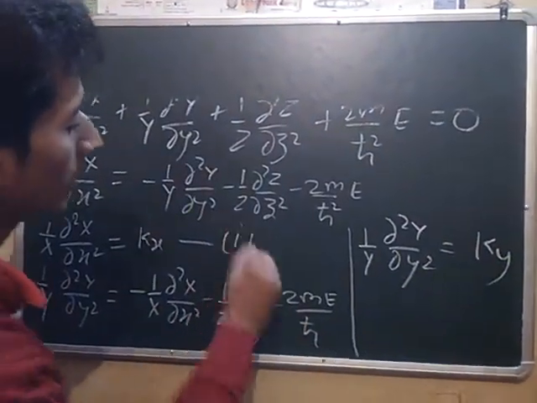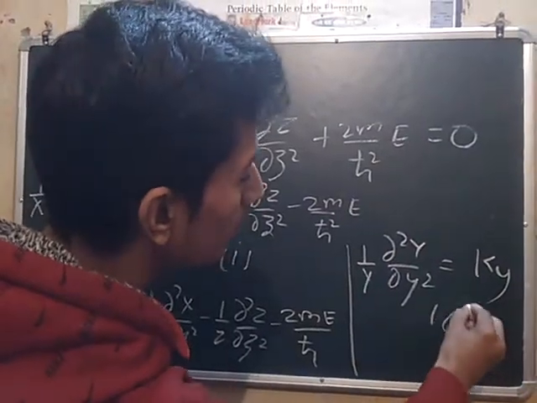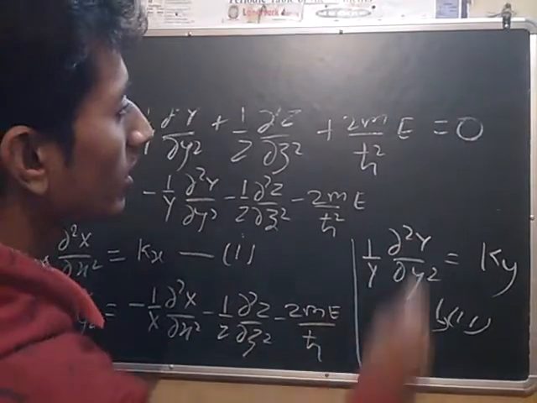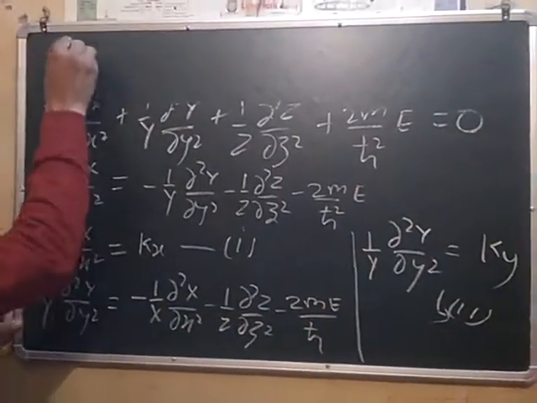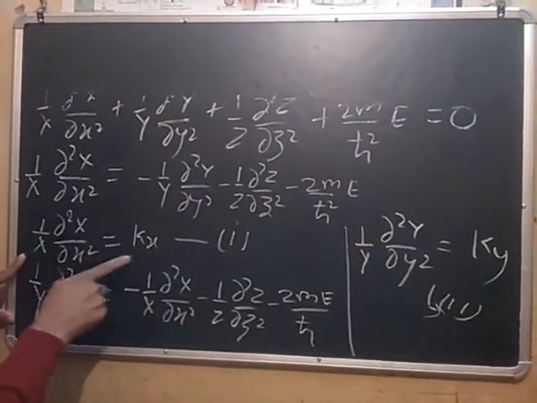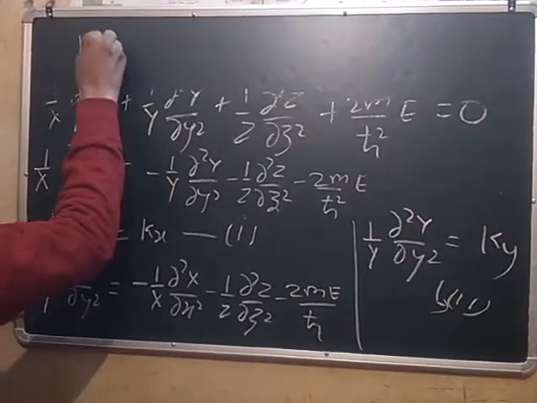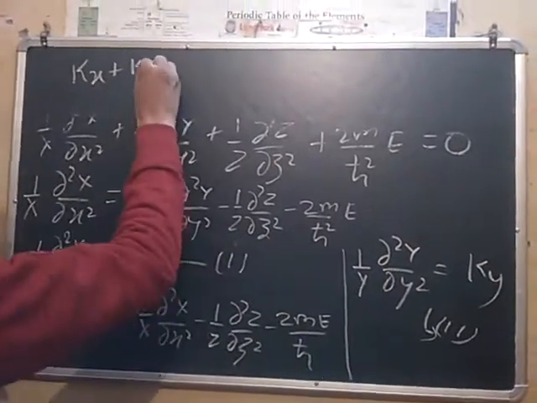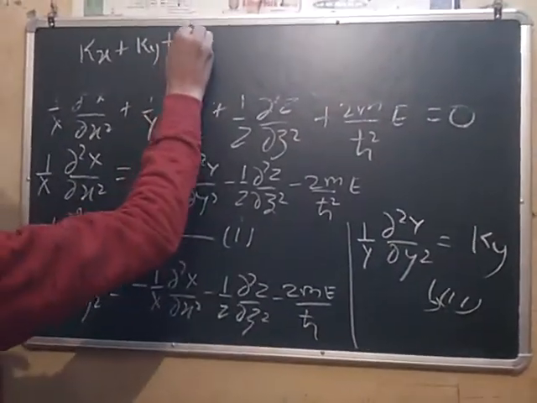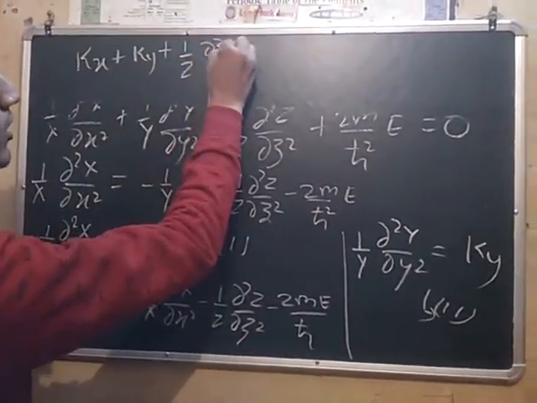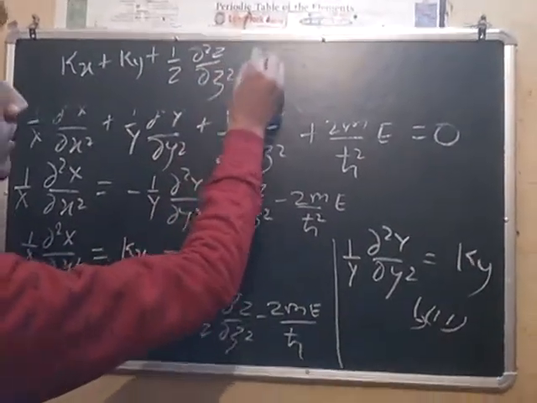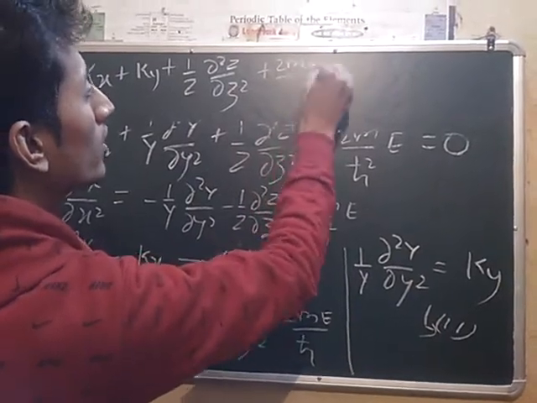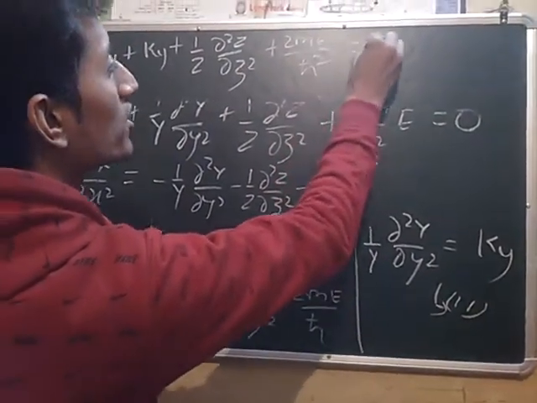Let's call it equation 1 and call it equation 2. Using 1 and 2 in this equation, we can write it as kx plus ky plus 1 upon z del 2z upon del z square plus 2me upon h bar square, and it is equal to 0.